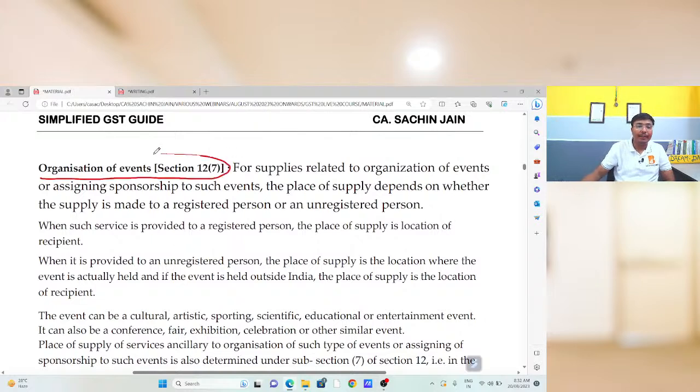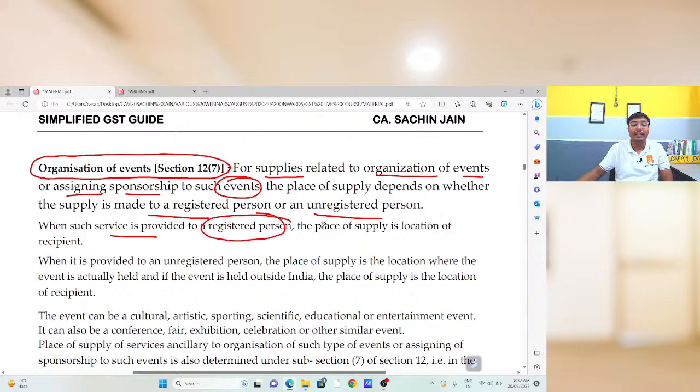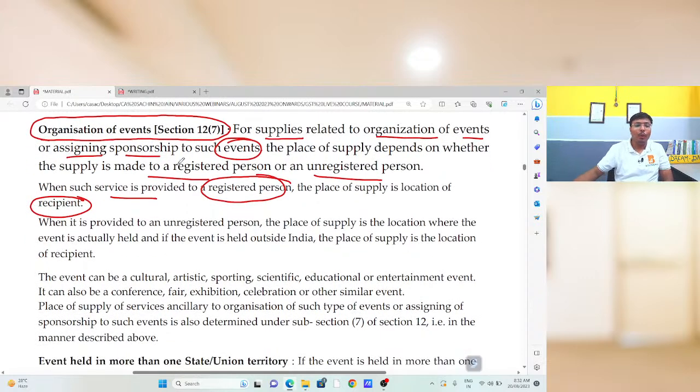Now, organization of events. Suppose Batuk Consultancy wants to organize certain events, and someone is going to provide the services to Batuk Consultancy. In that case, what will be the place of supply? For that purpose, we need to read the language of law. For supplies related to organization of events and assigning sponsorship to such events, the place of supply depends on whether the supply is made to a registered person or an unregistered person. When such services are provided to a registered person, the place of supply will be the location of the recipient. This is okay. As we discuss different situations, our concept becomes clear. When it is provided to an unregistered person, the place of supply is the location where the event is actually held.